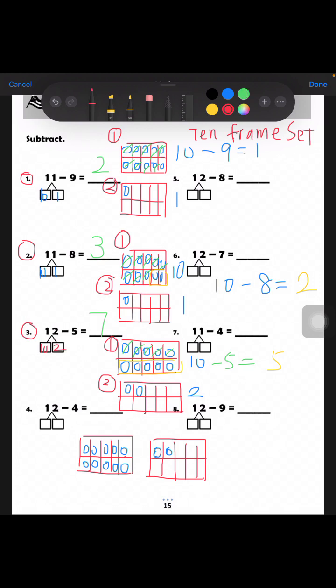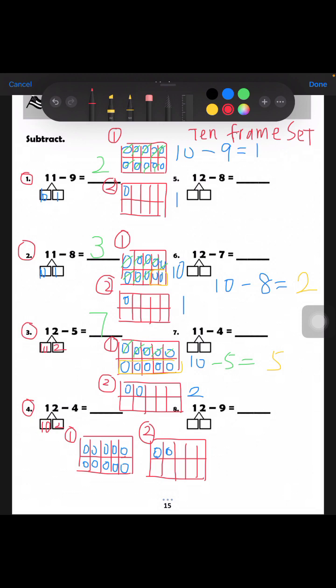Okay, now we move on to question 4. Question 4 is 12 minus 4. So here we also got two 10 frame sets. So in the first set there are 10 circles, and in the second set there are 2 circles. So 12 is split into 10 and 2. And now we need to take away 4 circles. So which set should we choose?